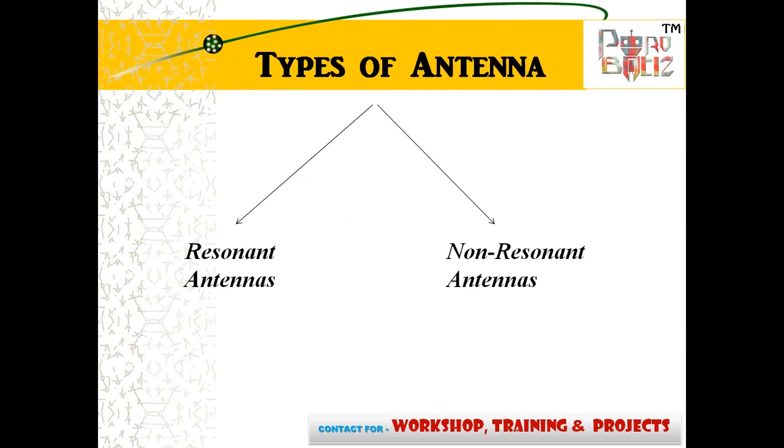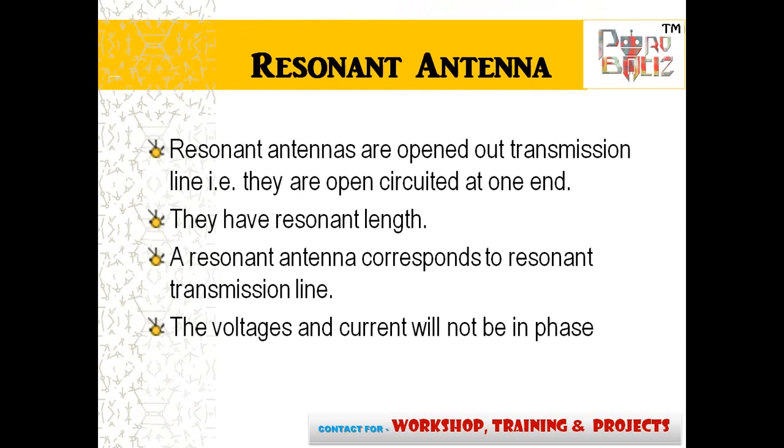Now, antennas are classified as resonant antennas and non-resonant antennas. Resonant antennas are opened-out transmission lines, that is, they are open circuited at one end. They have resonant length. A resonant antenna corresponds to a resonant transmission line. The voltage and current will not be in phase. The half-wave antenna has distributed capacitance and inductance and acts like a resonant circuit. The length of the antenna can be calculated as L is equal to velocity upon F.